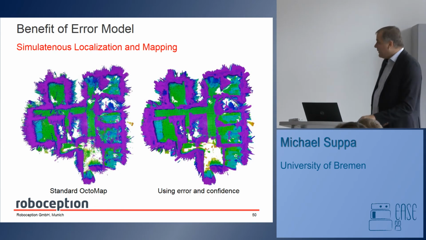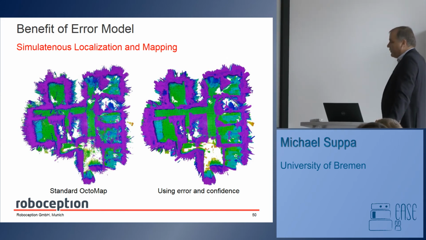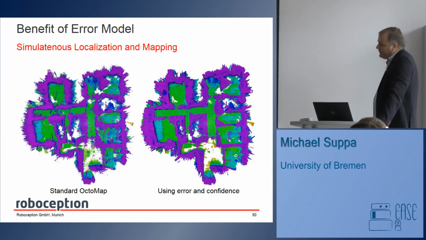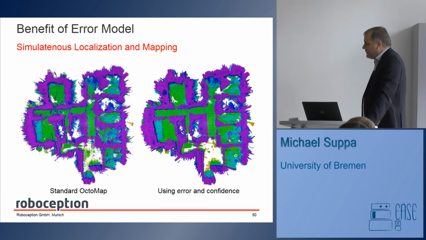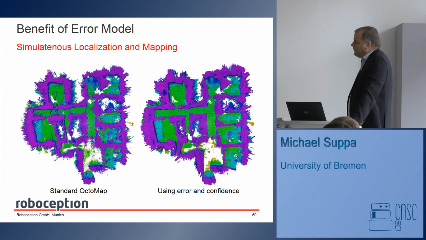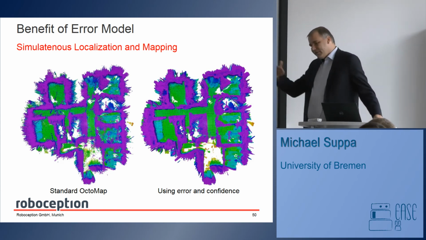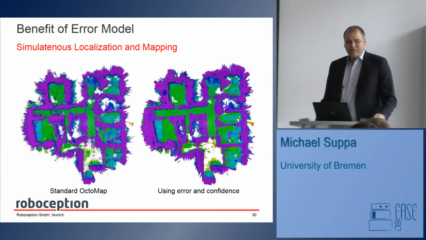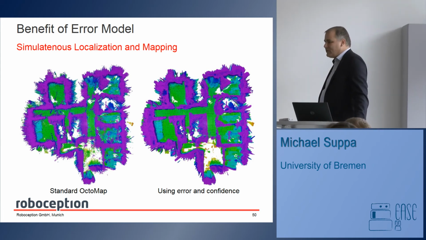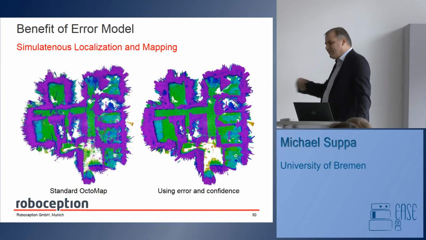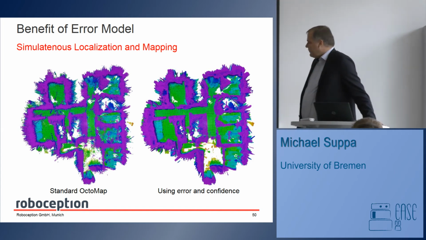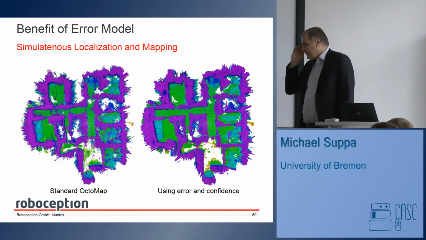Also here, error and confidence help. To the left, you see the standard octomap, which we used when we generated a map based on that. And to the right, we used error and confidence. Basically what we added is a signed distance function when we integrate the measurements here. And you see that the map in the end is much cleaner because we are just discarding many of the non-confident values. That is not a functionality that's currently in the octomap.